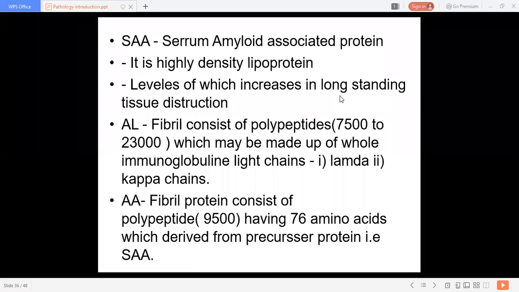Now yesterday we discussed the type of amyloid, that is SAA, serum amyloid associated protein. It is a high density lipoprotein and its levels increase whenever there is chronic, long standing tissue destruction, like rheumatoid arthritis, tuberculosis, leprosy, osteomyelitis, pyelonephritis, or bronchiectasis. All these conditions show long standing tissue destruction.